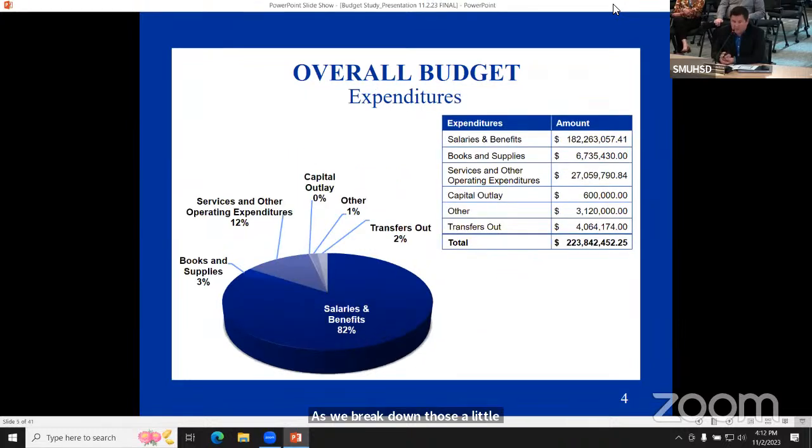I noted we're in the people business, and this is the $220 million expenditure budget. About 82% of that is spent on salaries and benefits of our employees. So a vast majority of our budget is spent on people supporting our students and community.